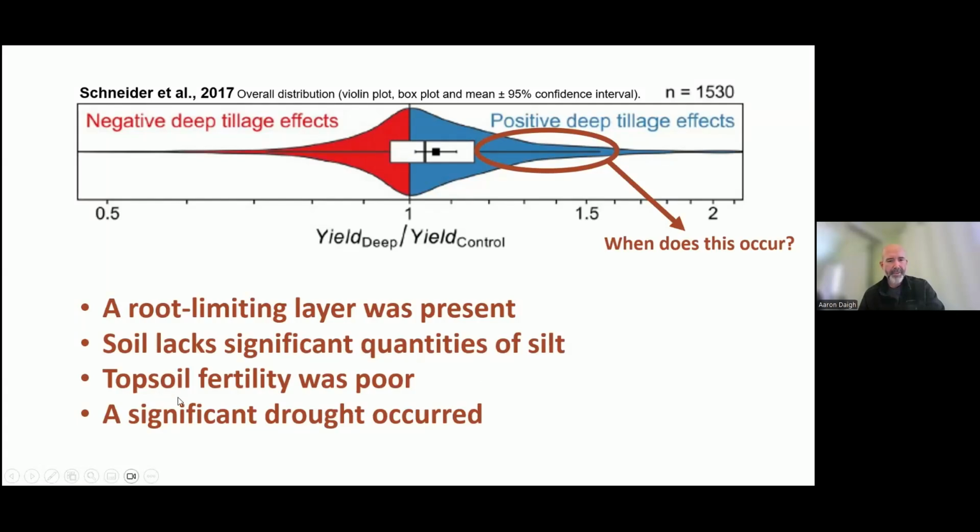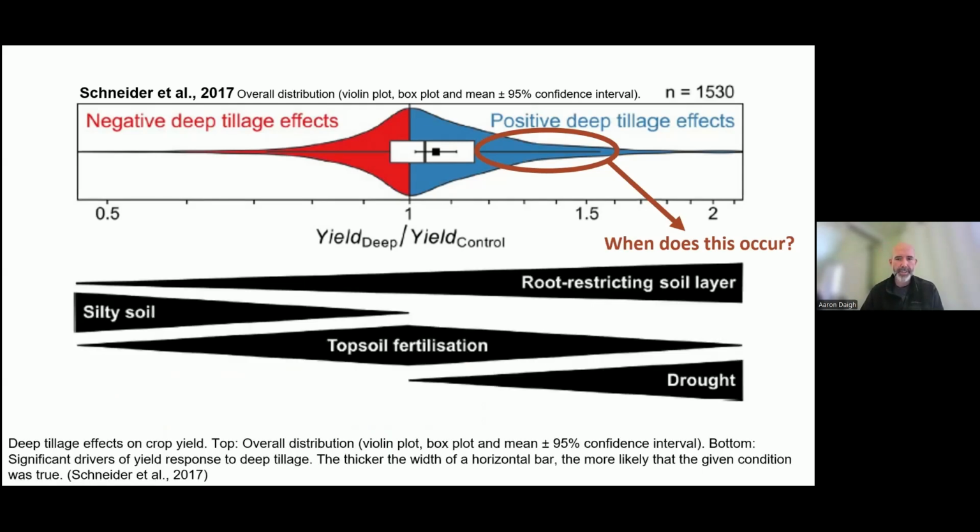Topsoil fertility tended to be poor, and then a significant drought occurred. So this is quite a combination to be in this top 25% performance for deep ripping for it to actually work, to give a little context for that. And this is just a graphical representation of the same thing that I just showed.